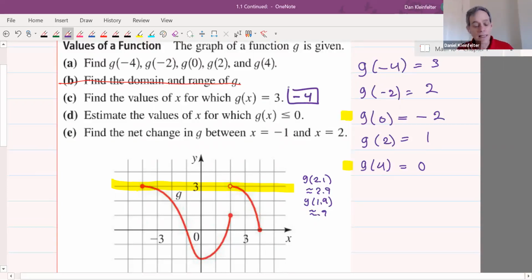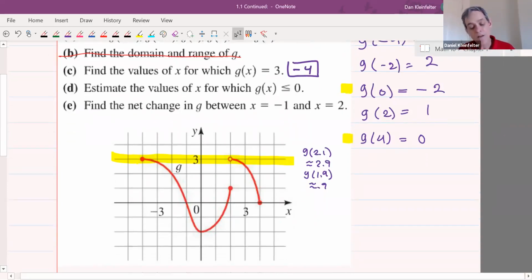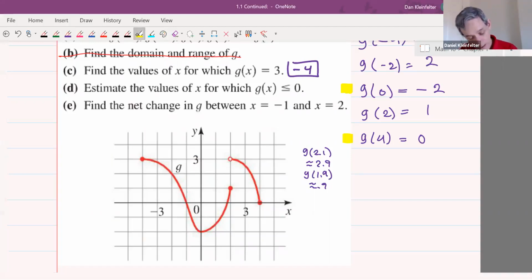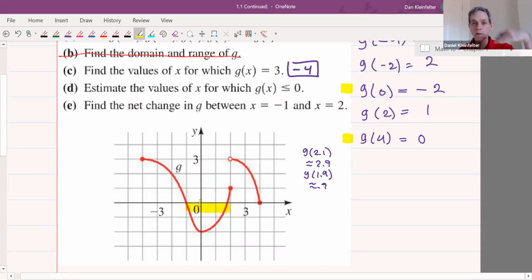Okay, next step, we want to estimate the values of x for which g of x is less than or equal to 0. So where could that be? The g of x's are the outputs for the function. So where are the outputs less than or equal to 0? Remember, less than or equal to 0 is below the x-axis. Where's the graph below the x-axis? It's between -1 and looks like about 1.8 maybe.